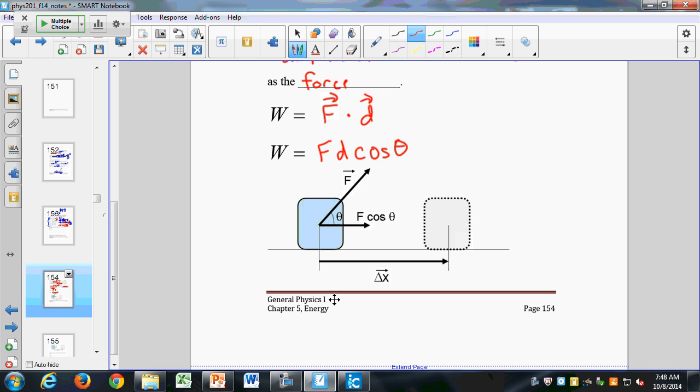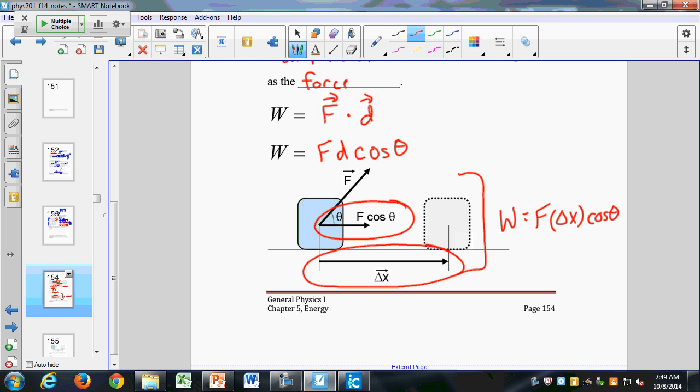All right. So if I want to know the work that's being done here, then my work in this case is going to be F times delta x, which is just my displacement, times the cosine of the angle between them. And that multiplies the component of the force times the displacement. And that gives me the work.